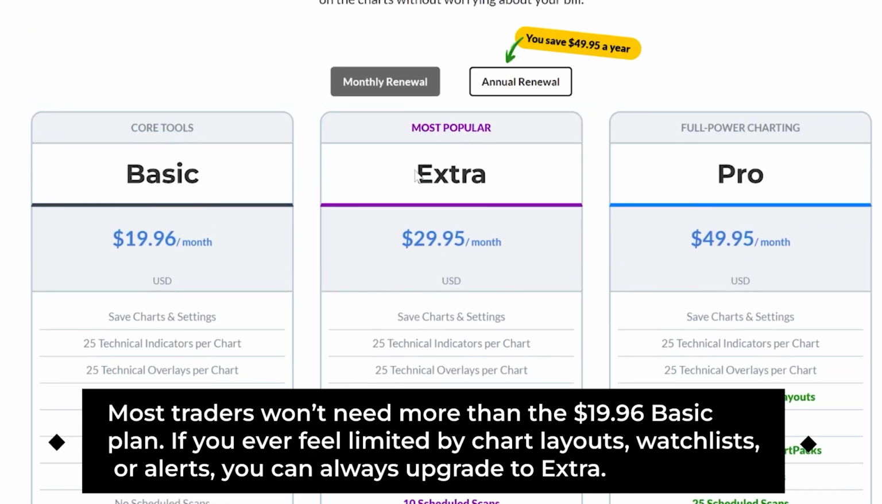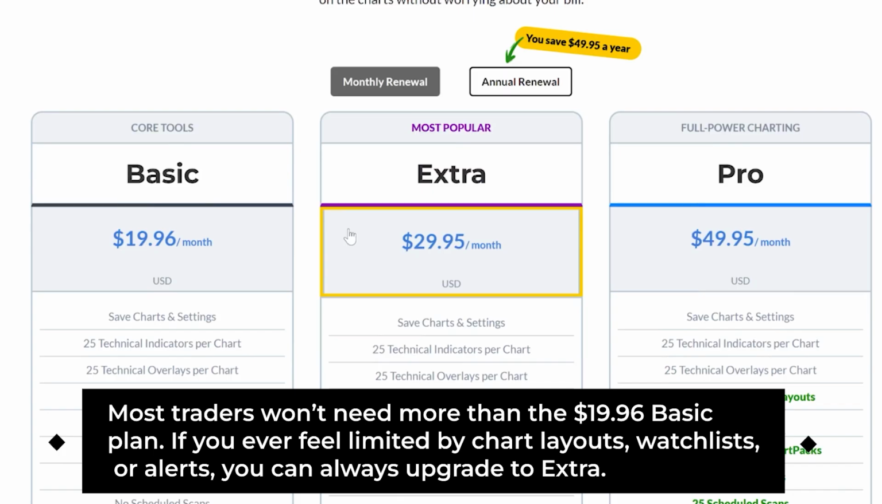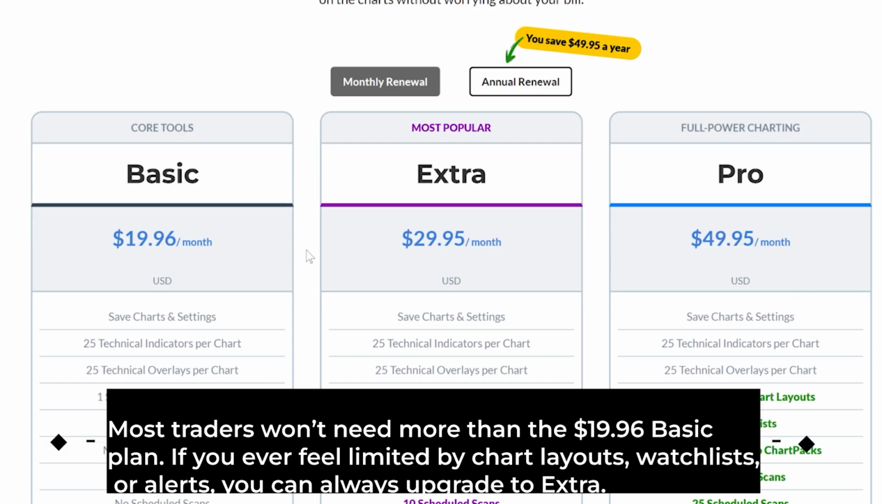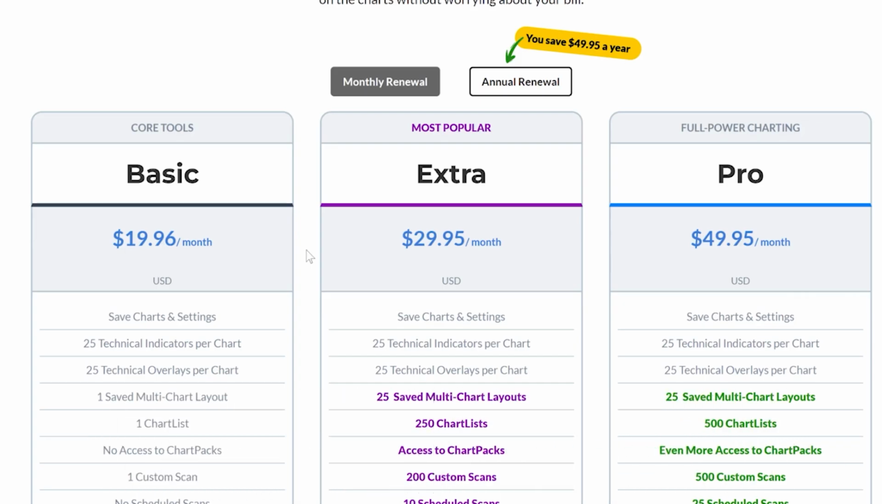And you can upgrade to Extra if you find yourself being limited by the number of chart layouts or watch lists or alerts that you have within StockCharts.com. It's also worth pointing out StockCharts.com has a 30-day free trial, so you can test out the software for yourself and see how you like it before you commit to a plan.